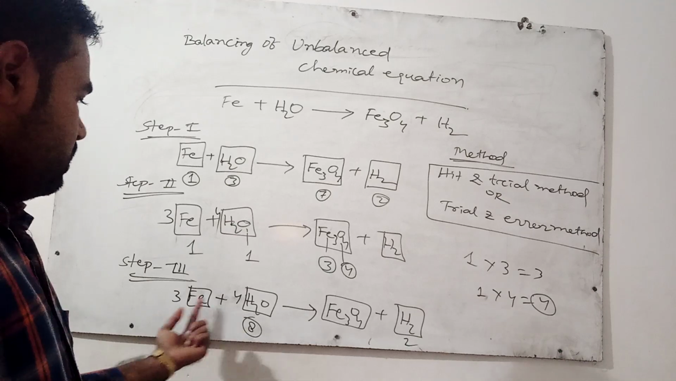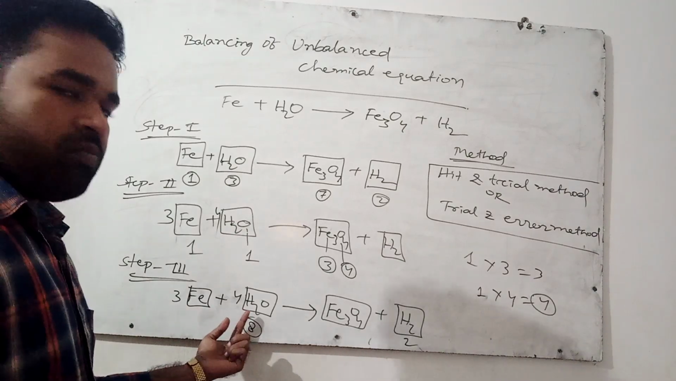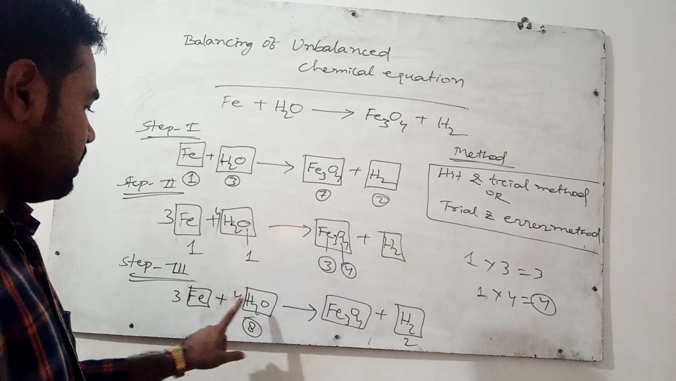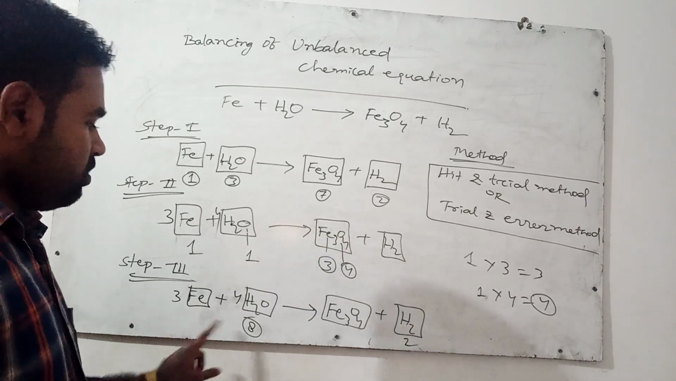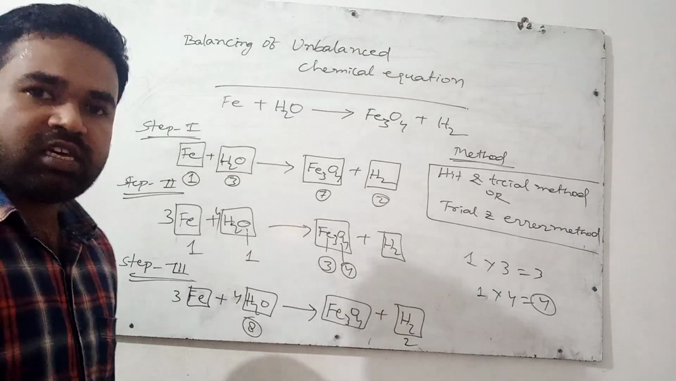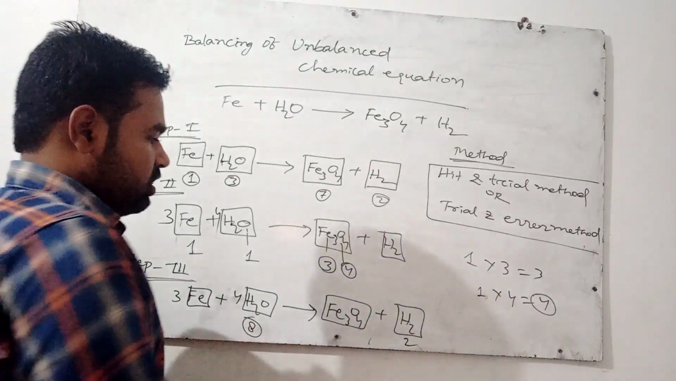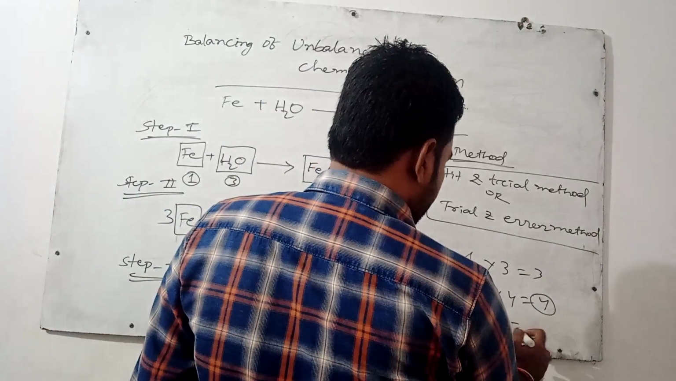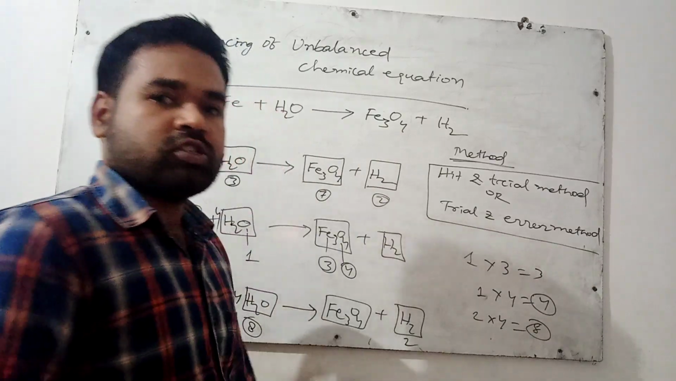Here, if an H atom is present separately, then you can add the two atoms. But here you have to multiply. 4 multiplied by 2, how many H atoms are there? 8 H atoms. But on this side 2 H atoms are there. So 2 multiplied by 4 will become 8. Just focus on multiplication.